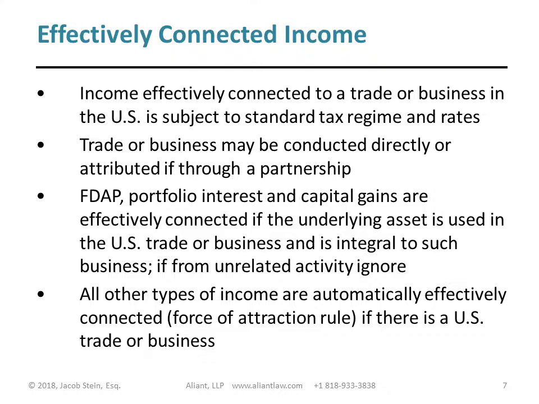And now this foreign parent may be deemed doing business in the United States, and effectively connected income rules will apply. So you have to be very, very careful when you have a foreign client who is maybe not doing anything directly in the United States, but they do have some sort of contractual relationships with U.S. agents that do things on their behalf, and we need to very carefully examine those contractual relationships to see whether attribution comes into place.